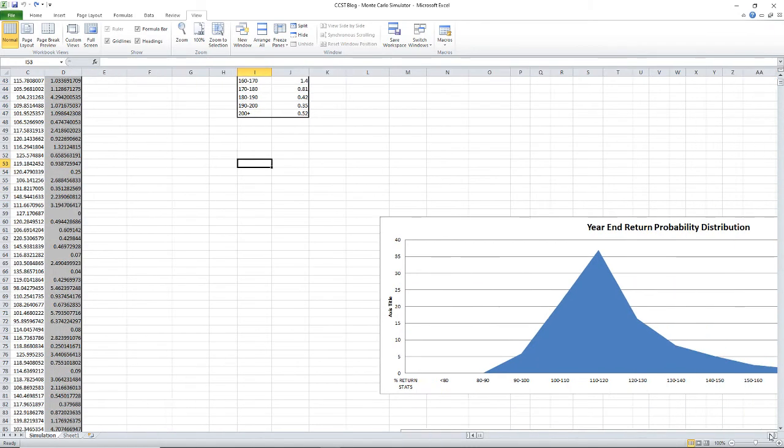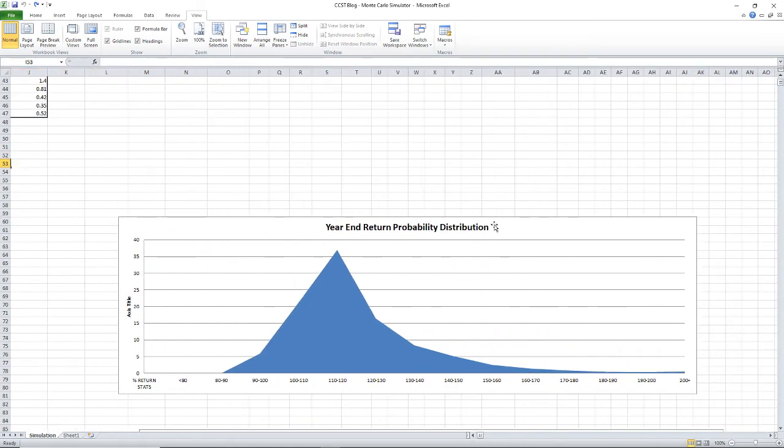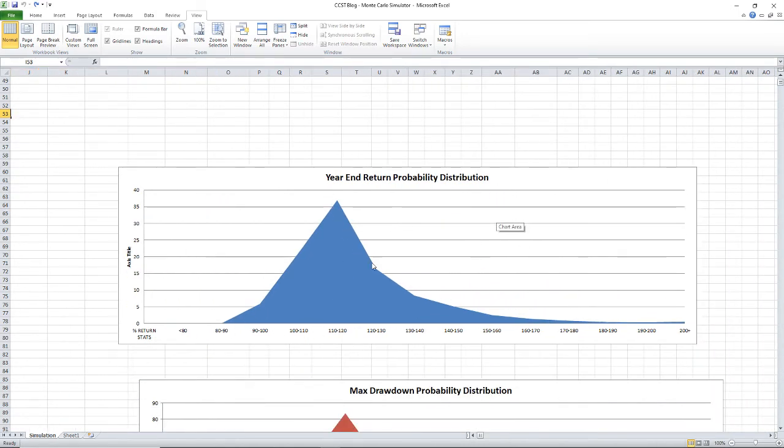The last information that I look at, that I generate from the simulator, is this year-end return probability distribution. So this gives me an idea of the probability distribution that I can expect from my trading system. As you can see, I try to make the system positively skewed, and so far that's worked.